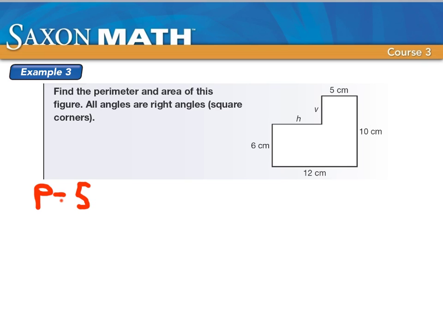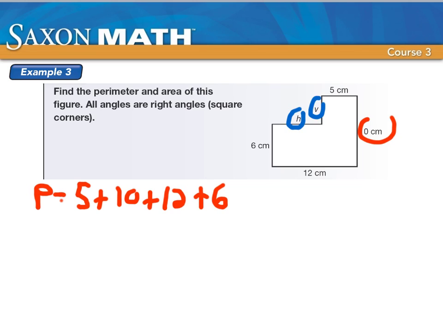We got 5 centimeters. Then I'll go around till over here we got 10 centimeters. And then 12 centimeters. And then 6 centimeters. And then we've got a problem. I don't know what H and V are. Okay? I got to find out what H is and what V is.